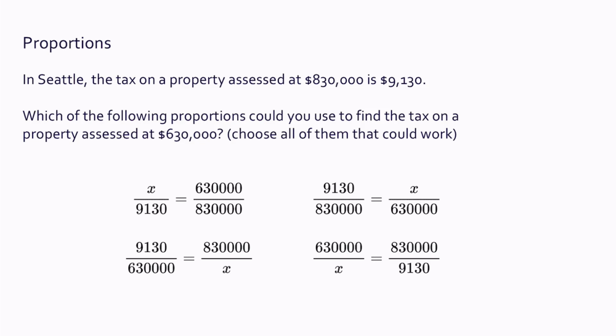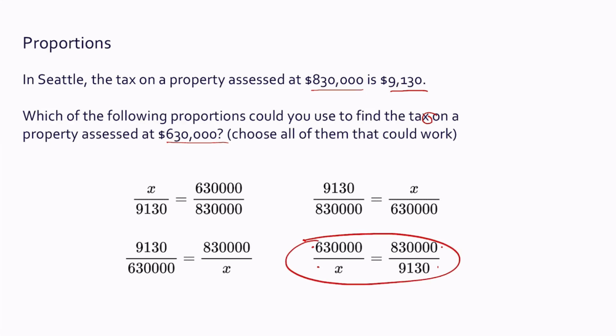So when I'm looking at this, I'm going to say, okay, well, it's telling me the value and the tax, the value and the tax is my x. So here I have value, tax, the ones that are the same, and value, tax. So this one would work.